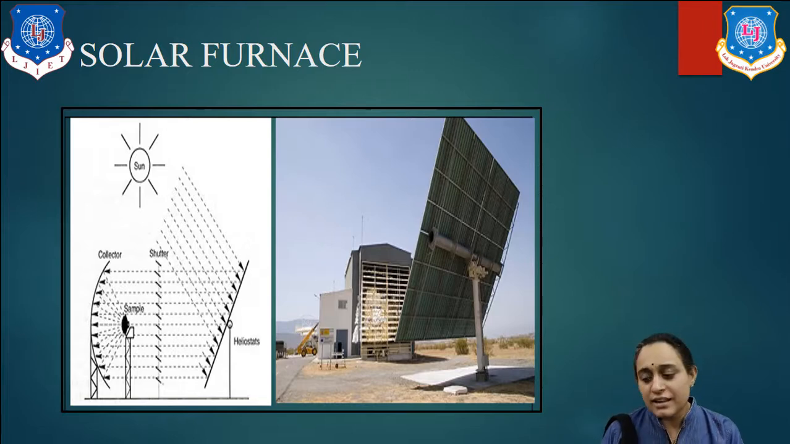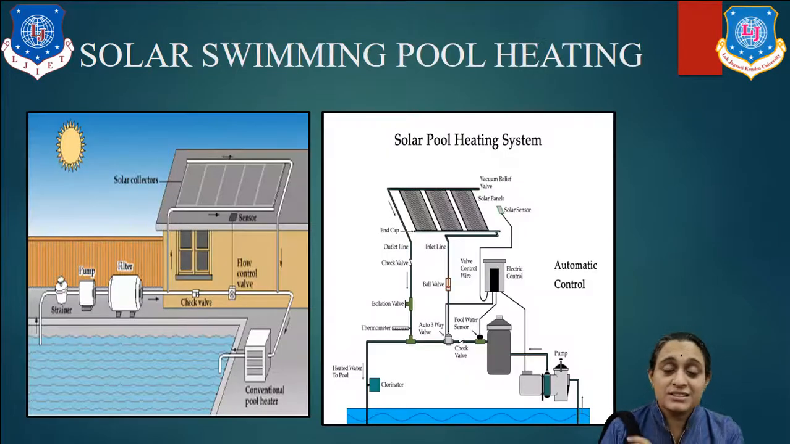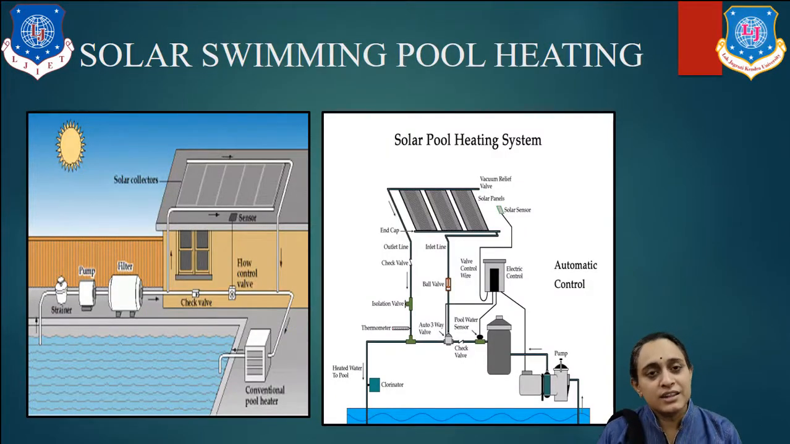Now, let us explain swimming pool heating. Nowadays it is used in the colder areas. We are using this solar pool heating system. In this, we need to heat the swimming pool only by the use of the collectors. This is a very simple method. Now let us check how it works. Let us explain the methodology.